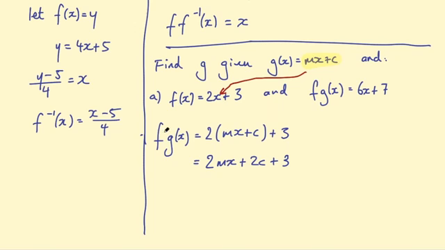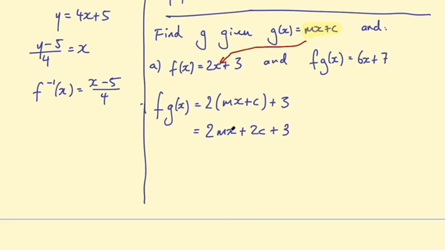And we're also told that f of g equals 6x plus 7. So I have an expression here for f of g, which I can make equivalent to this expression up here. Now in this expression, 2mx will be equivalent to 6x. So therefore I can say that 2m equals 6. Right? So this coefficient of x must equal this coefficient of x, because these are the same functions, f of g. So that allows me to say that m equals 3.